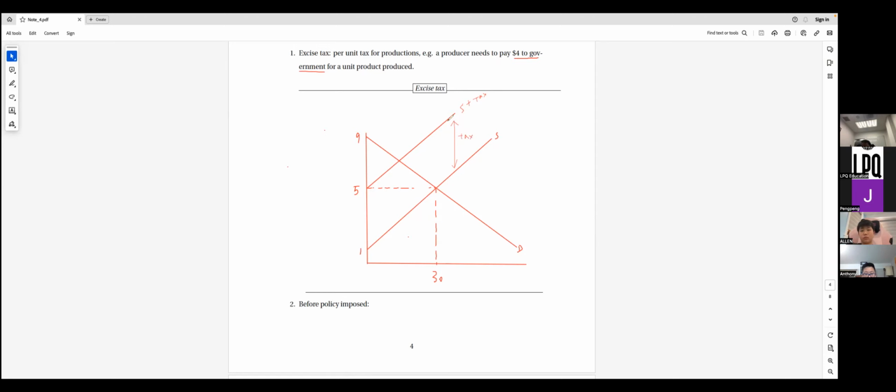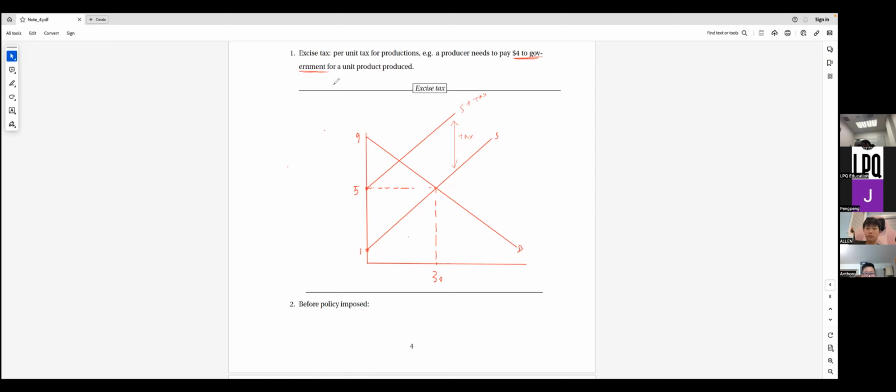So the vertical distance between these two supply curves always equals $4, right? Because this intersection is 5, and this intersection is 1. So 5 minus 1 equals $4, equal to the size of the tax. The size of a tax also determines how much you need to shift your supply curve to left.